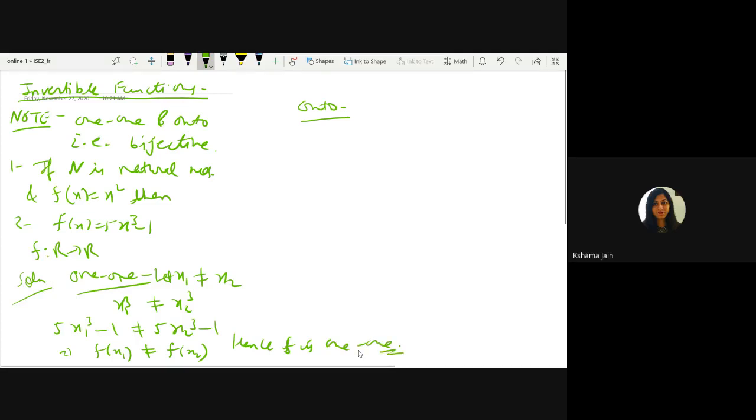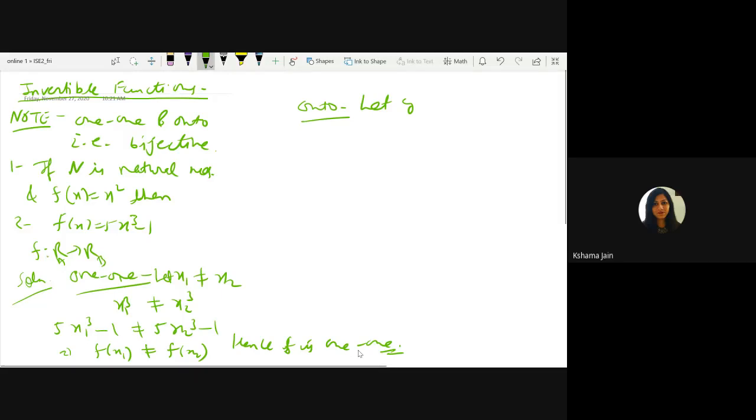This is a fixed pattern. For any problem where you check whether a function is 1-1, if it is not, you need to give a counterexample. If it is 1-1, you take two different elements and check whether their images are different. Now onto: first the concept should be clear. Onto means each element in the range should have a pre-image. For example, this is set A, this is set B.